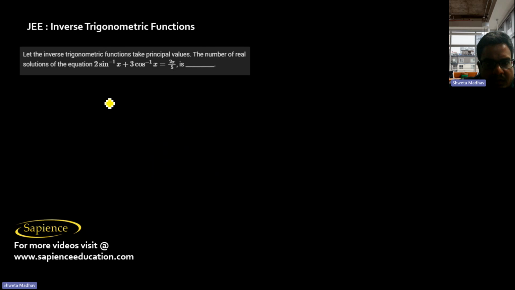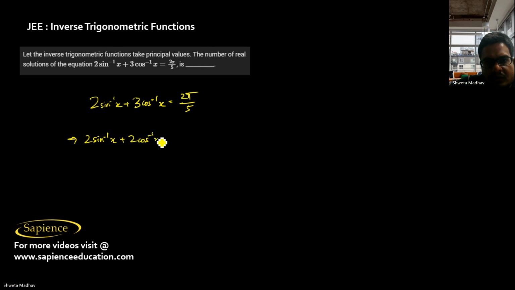So here we shall start with the next question, which is: let the inverse trigonometric functions take principal values, the number of real solutions of the equation 2 sine inverse x plus cos 3 cos inverse x equals 2 pi by 5 is. So this we can write as 2 sine inverse x plus 2 cos inverse x plus cos inverse x, that is equal to 2 pi by 5.